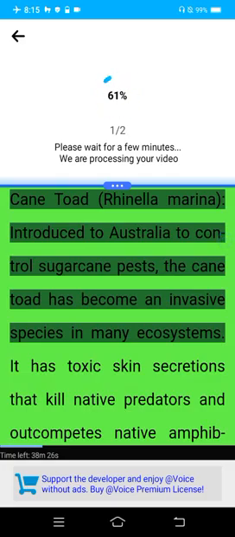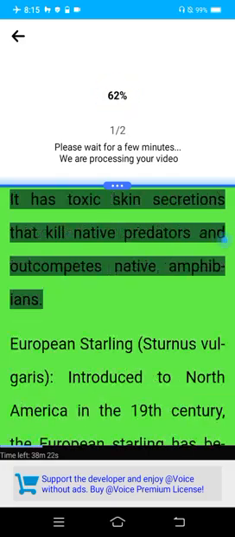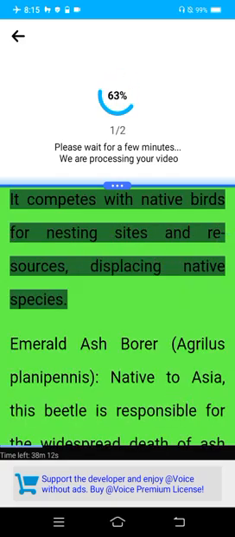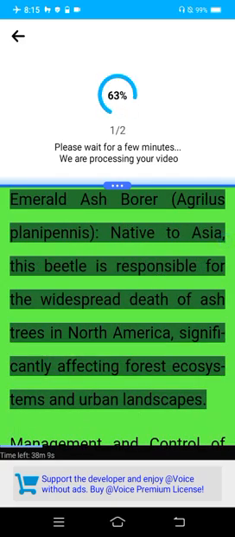Cane toad, Rhinella marina, introduced to Australia to control sugarcane pests. The cane toad has become an invasive species in many ecosystems. It has toxic skin secretions that kill native predators and outcompetes native amphibians. European starling, Sturnus vulgaris, introduced to North America in the 19th century. The European starling has become one of the most successful invasive bird species. It competes with native birds for nesting sites and resources, displacing native species. Emerald ash borer, Agrilus planipennis, native to Asia. This beetle is responsible for the widespread death of ash trees in North America, significantly affecting forest ecosystems and urban landscapes.